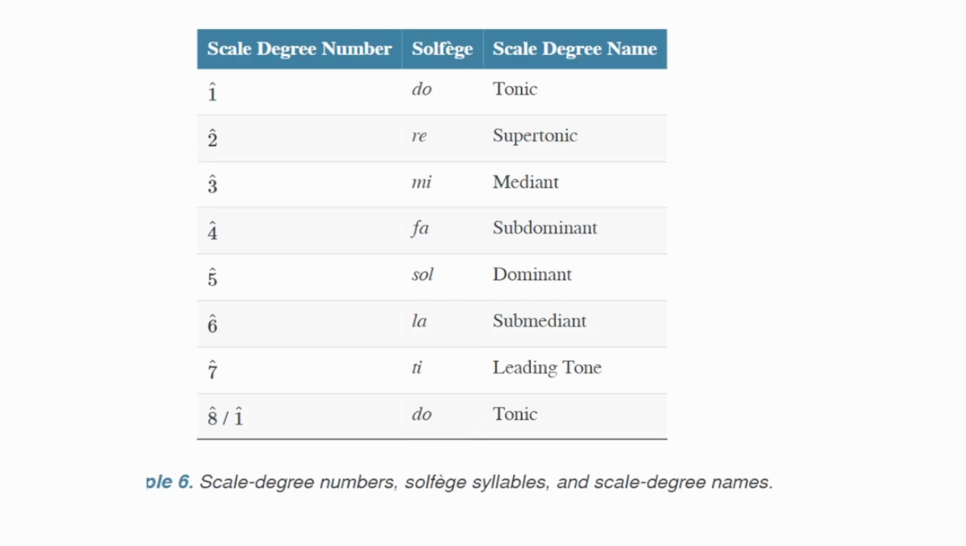Let's take an example of the C major scale to help us understand what this is. So C would be Do, D would be Re, E would be Mi, F would be Fa, G would be Sol, A would be La, B would be Ti, and we're back to C, which is Do.